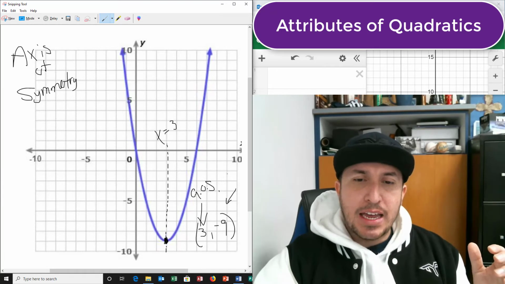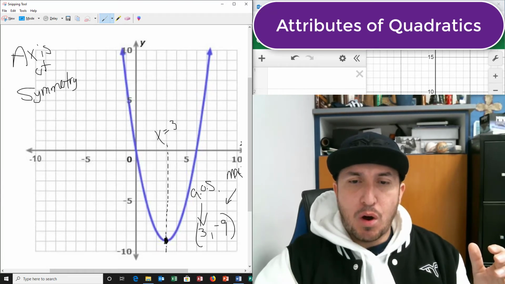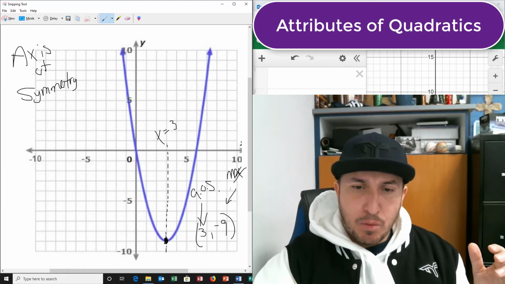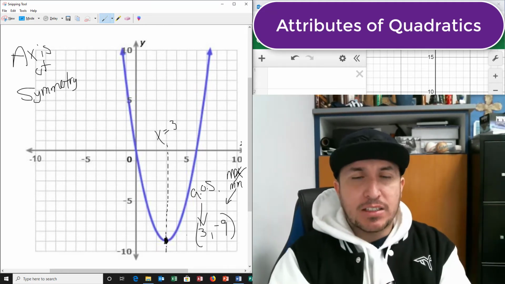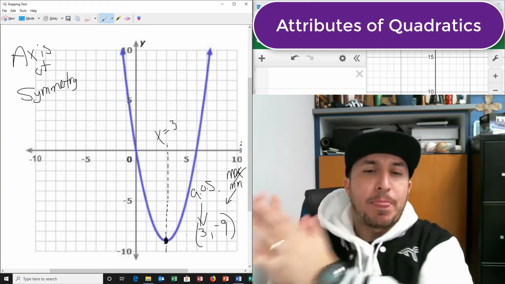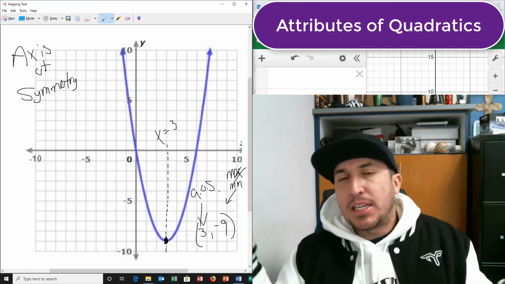Well, this guy is the axis of symmetry. And this guy is the max or the min, whatever you actually have on the graph. So in this case, I have a minimum. So find the vertex. The x part is the axis of symmetry. The y part is the maximum or minimum. It's easy. It's really easy.